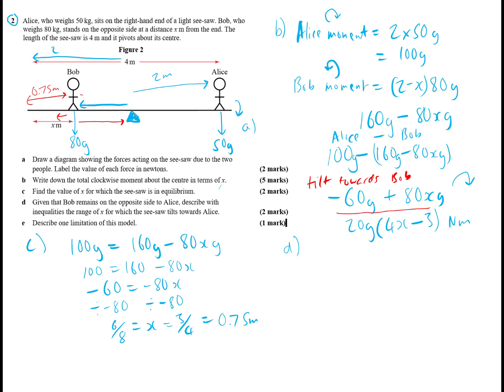If Bob continues moving this way, it should become self-evident that the seesaw will tilt towards Alice because the moment here is greater. So x has to be between 0.75 and less than or equal to 2 meters, because 2 will be the limit, otherwise it will be going past the pivot.